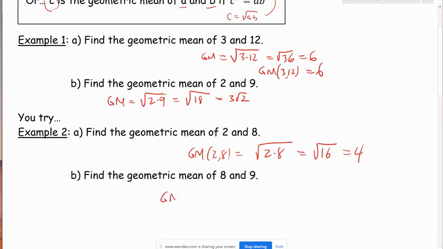For part B, the geometric mean of 8 and 9 is the square root of 8 times 9. That's the square root of 72. And to break down the square root of 72, we're looking for a perfect square that goes into 72, and that is 36. 36 times 2 is 72. The square root of 36 is 6, so we get 6 times the square root of 2.